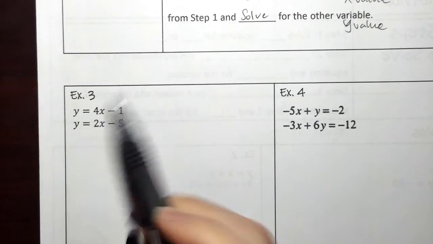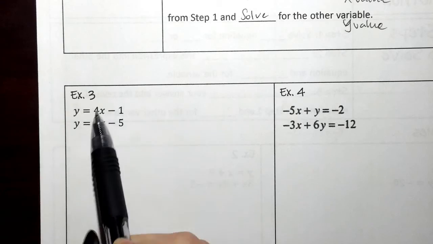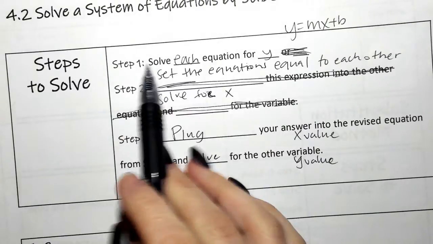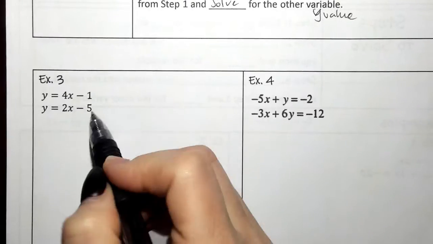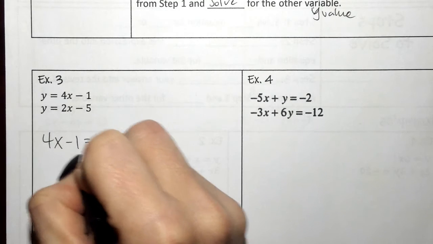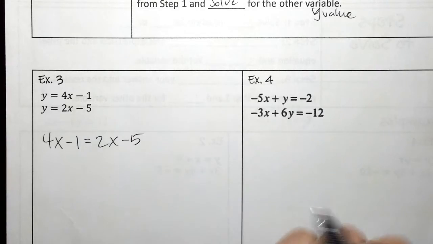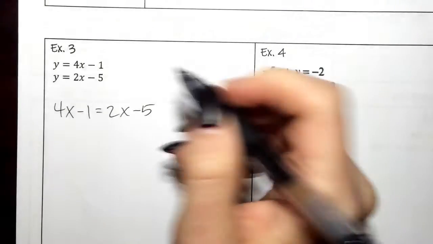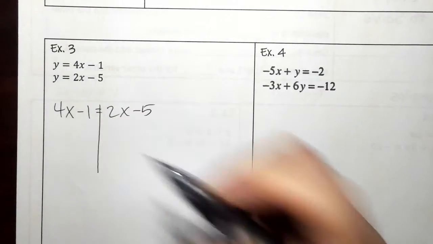Example number 3, both of these are in y equals mx plus b. So step 1 is done. So step 2, we're going to set these two pieces equal to each other: 4x minus 1 equals 2x minus 5. I've got one variable and I can solve for the value of that variable.